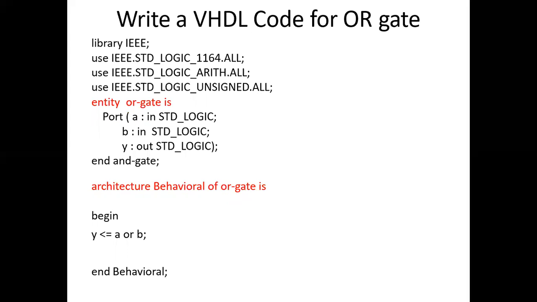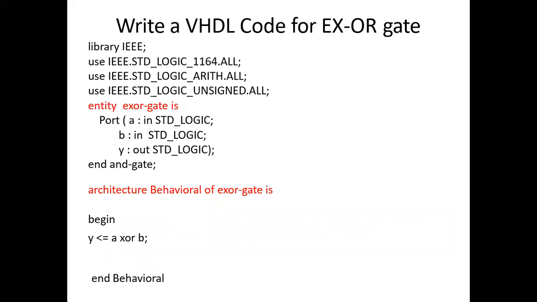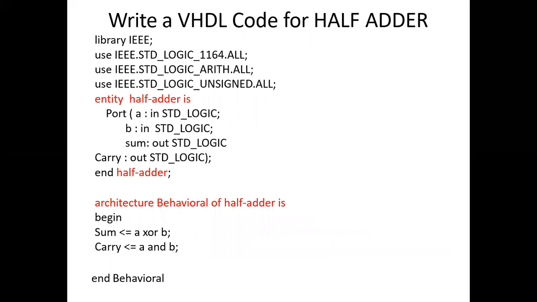Same as before, we take inputs A and B as input and Y as output, and we begin with Y equal to A OR B. So that is the end of the behavior. Same for NOR gate, NAND gate, XOR gate and XNOR gate.